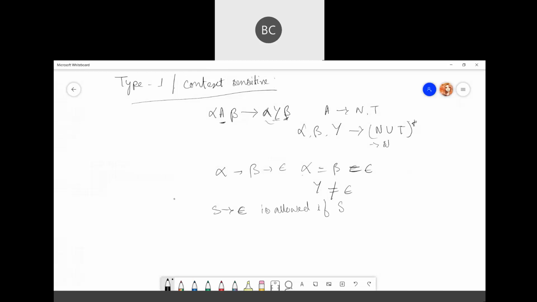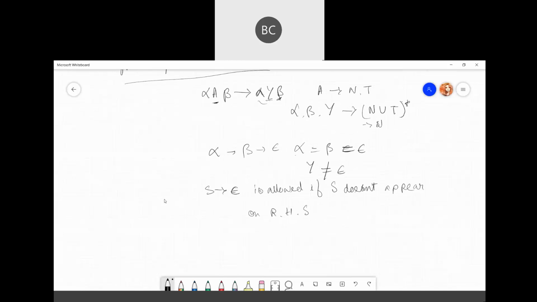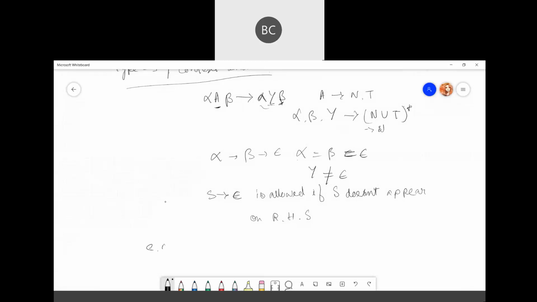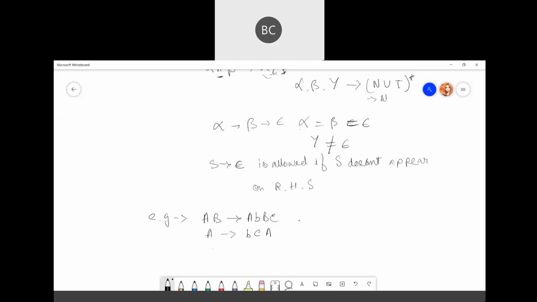if S doesn't appear on the right hand side. Okay, it's similar to your regular grammar. So this is your type 2. What can be the possible example? Like A, B, A, B. If this is acceptable, then B, B, A, then B. Anything is possible.